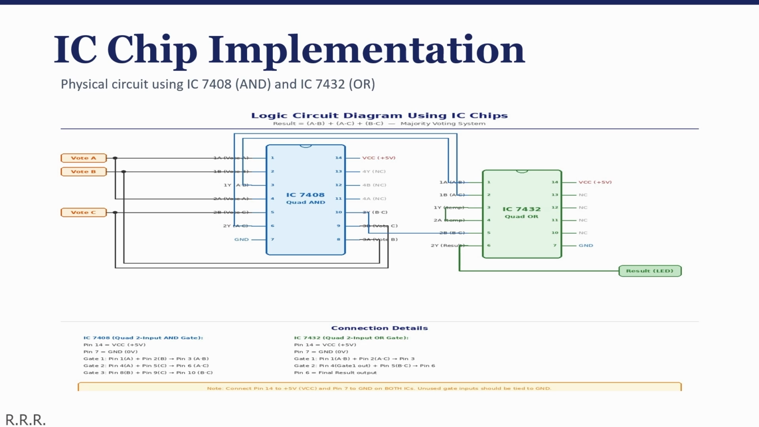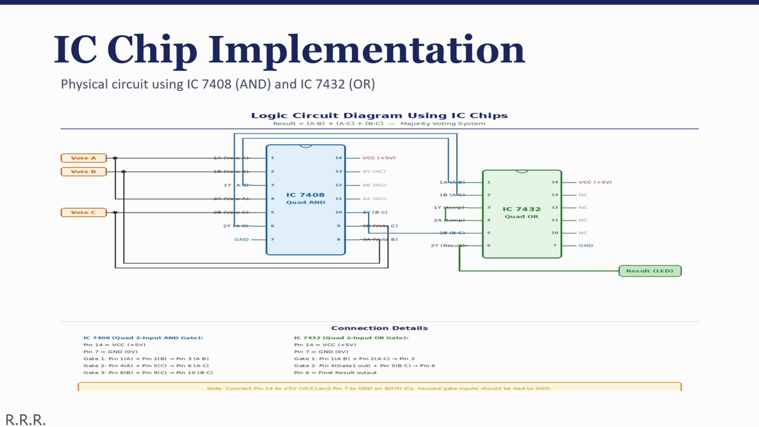The second IC is the 7432, which is a quad 2-input OR gate chip. Since our design needs a 3-input OR, but each gate on the 7432 only has 2 inputs, we chain 2 OR gates together. The first OR gate combines the outputs of A and B and A and C. Then the second OR gate takes that result and combines it with the output of B and C. This effectively creates a 3-input OR function.